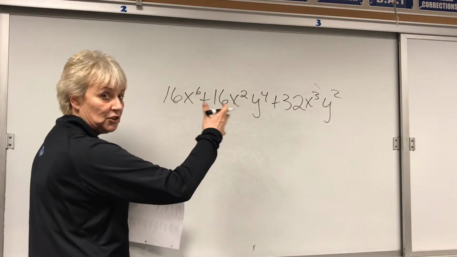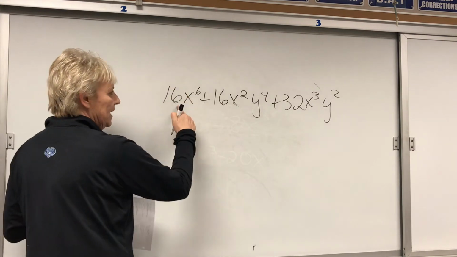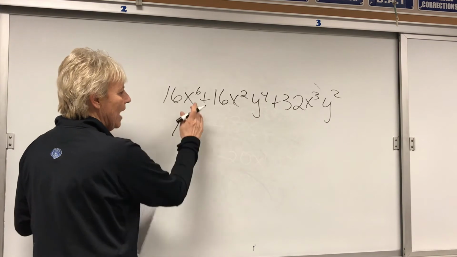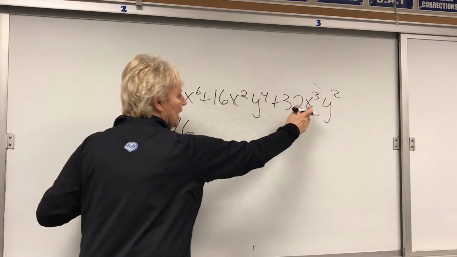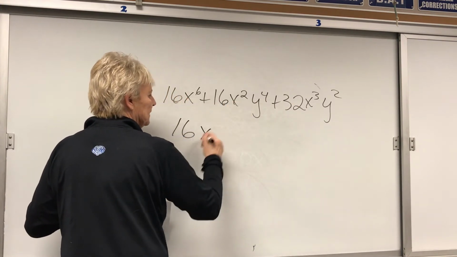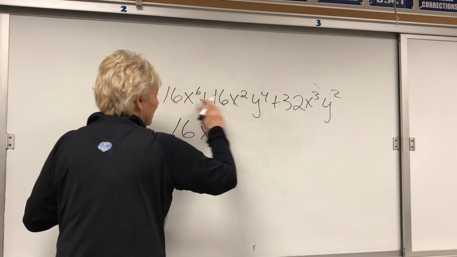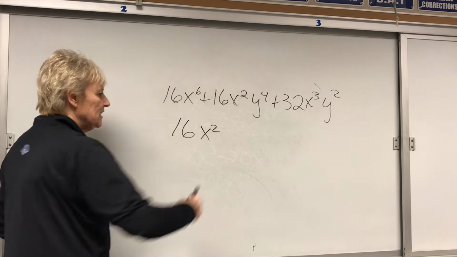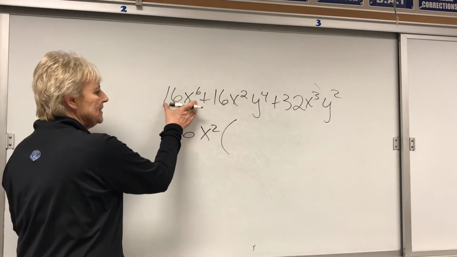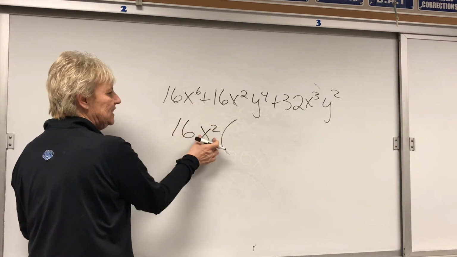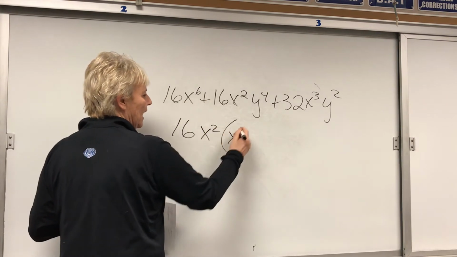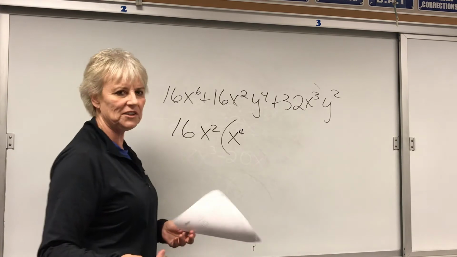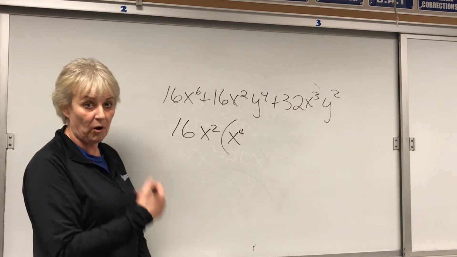Now, this isn't grouping because you don't have 4 terms. Okay, 16 goes into 16 and 32. Now, how many x's do they share? 2 of them. And there's a y here, but there's no y here. So that is the greatest common factor. Now, how do you get this back? You already have a 16. There's 4 x's missing.